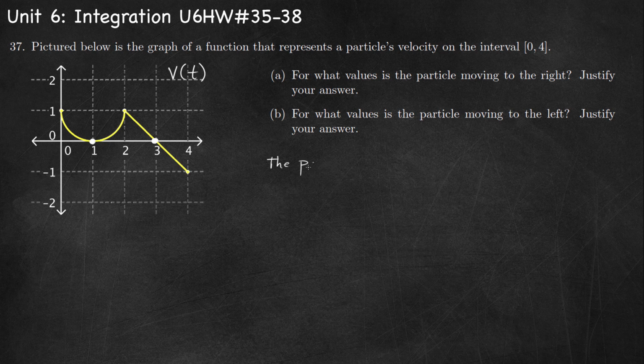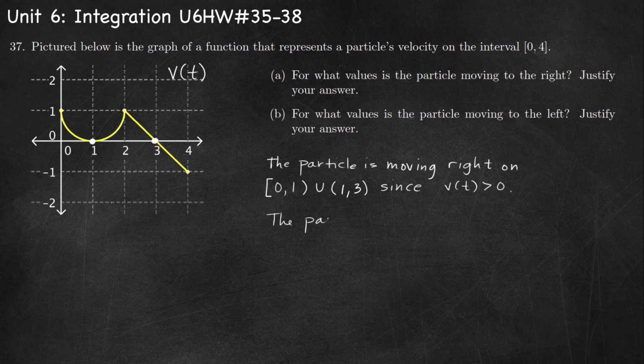So we can say the particle is moving right on the interval from 0 to 1, so not at 1, but it is positive at 0, so we'll include that, union, and then from 1 to 3, not at 3, and that's it. The particle is moving right on the interval from 0 to 1, union 1 to 3, since v of t is greater than 0. And then the particle is moving left on the interval from 3 to 4. At 3, the velocity is 0, so it's not moving left at 3. At 4, the velocity is negative, so we will include the 4. So since v of t is less than 0.